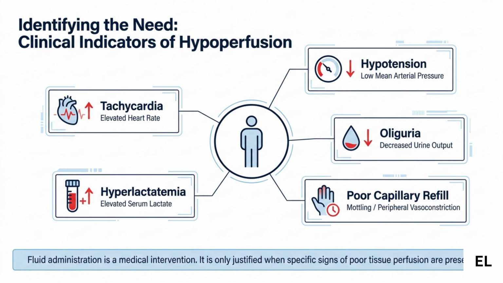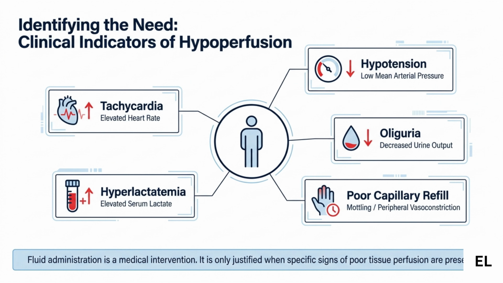Before administering intravenous fluids, clinicians must first identify evidence of inadequate tissue perfusion. Fluid therapy is a medical intervention and should only be given when signs of hypoperfusion are present. Common indicators include tachycardia, which reflects a compensatory response to reduced circulatory effectiveness, and hypotension, particularly a low mean arterial pressure. Oliguria, or decreased urine output, suggests impaired renal perfusion.